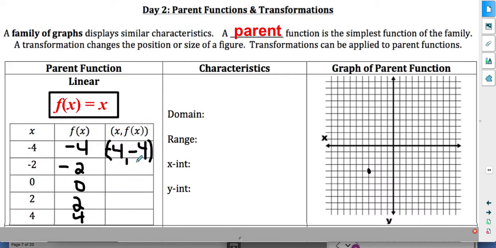So again, fill in the table. I'm not going to do it just because it's going to be a mess and I don't want it to be too messy. Then we're going to plot our points. Boom, boom, boom. At the origin. Keep going.